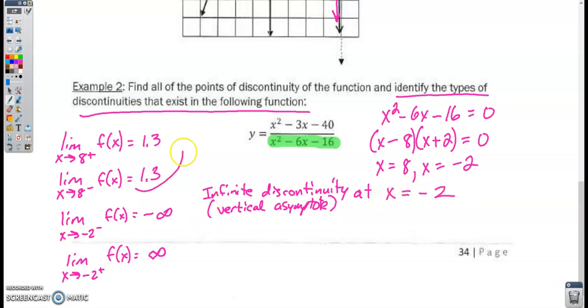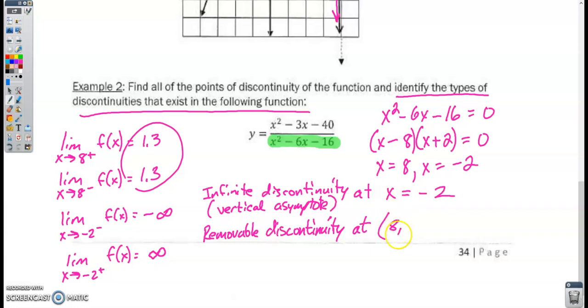And then this one, the limit exists, so that makes it a removable discontinuity. And that actually tells us the location of the point. If you look back at our removable discontinuity on the first page of this lesson, you'll notice that it was just a hole in the graph. So we indeed have a removable discontinuity at the point (8, 1.3), where there's a hole in the graph.